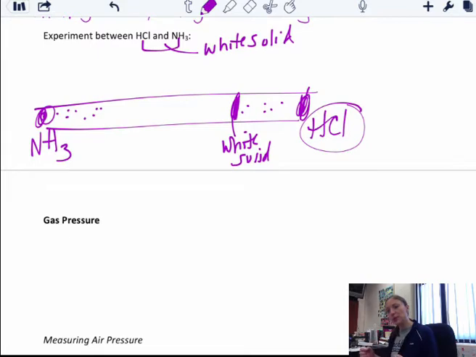So this is a good example of diffusion, and it's an easy way to see diffusion and to know that hydrochloric acid is heavier, because the solid formation is closer to the hydrochloric acid.